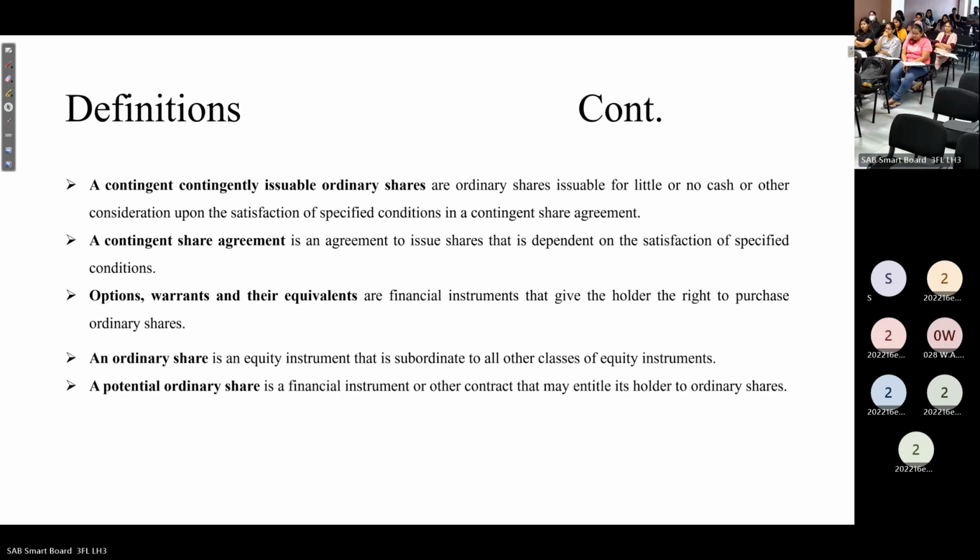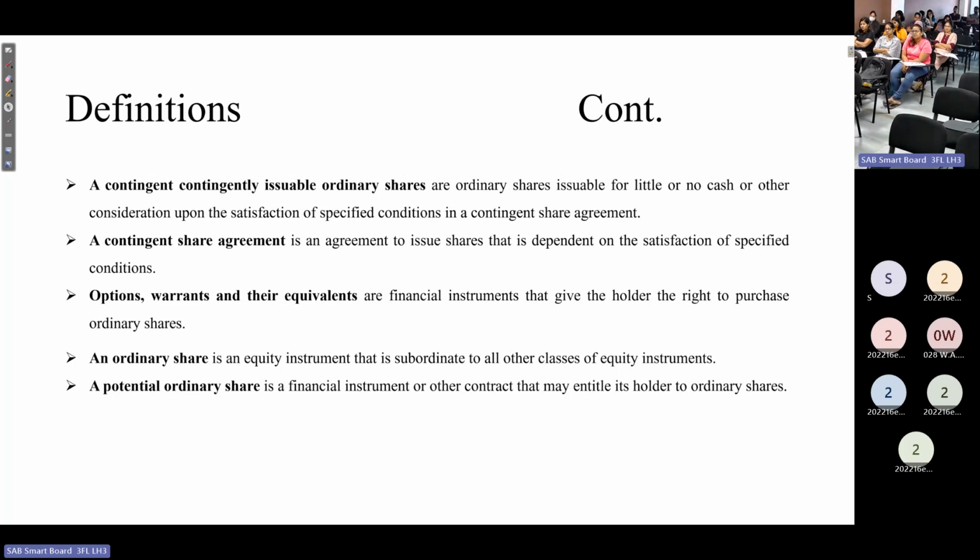Potential ordinary share is a financial instrument or other contract that may entitle its holder to ordinary shares. That is called a potential ordinary share. That ordinary share issue is ahead. But in future, ordinary shares will be issued. It's a financial instrument or other contract that may entitle its holder to ordinary shares.